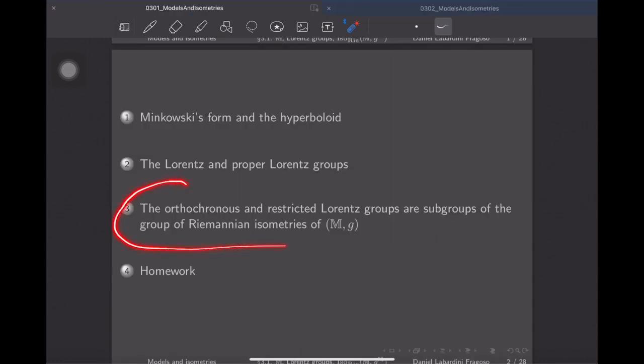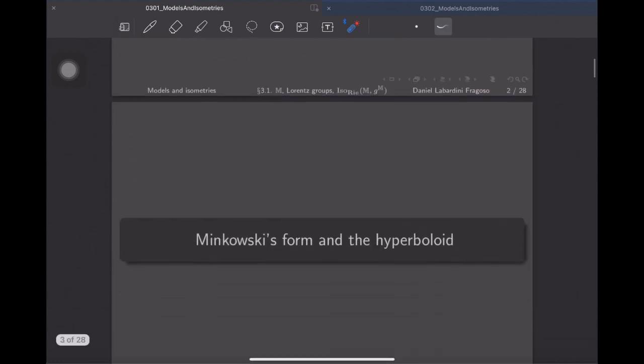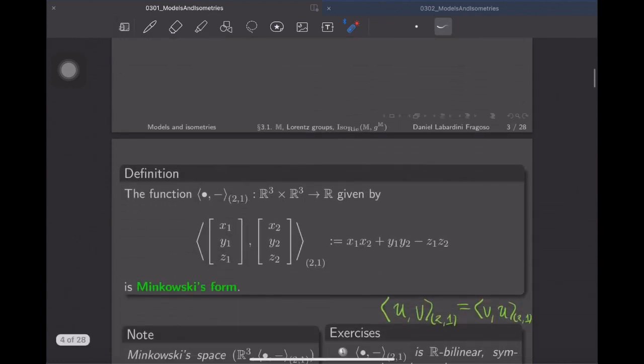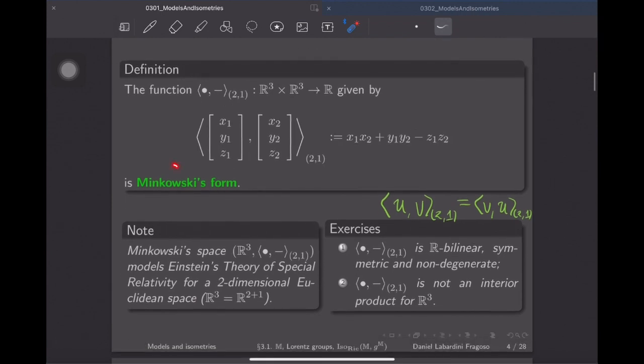So this is actually part of today's lecture, not the review. Okay. So we introduced Minkowski's form as the function from R3 Cartesian product R3 to R given by this formula, right? And the Minkowski pairing of two vectors in R3 is almost the usual inner product, except that when we pair the third coordinates, we do it with a minus sign.